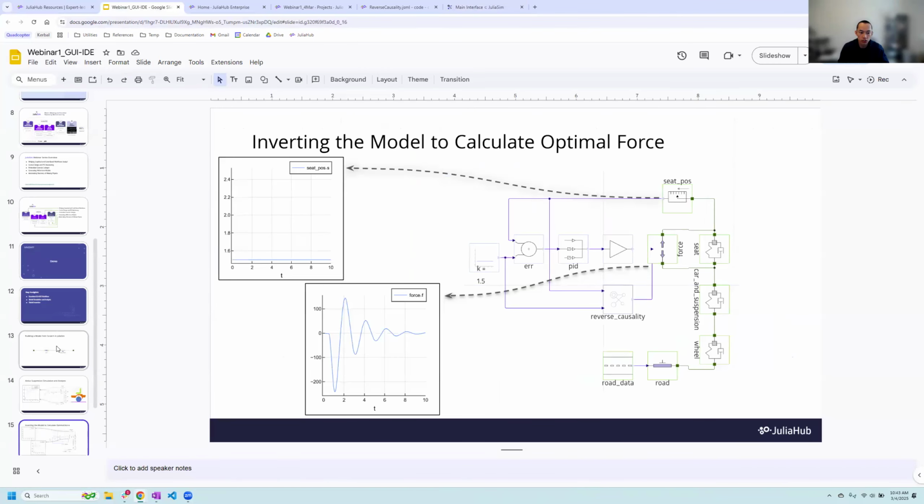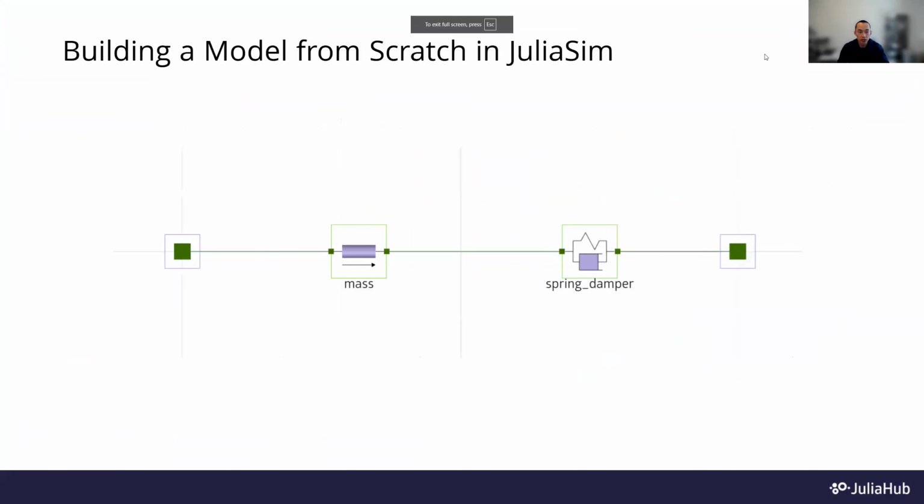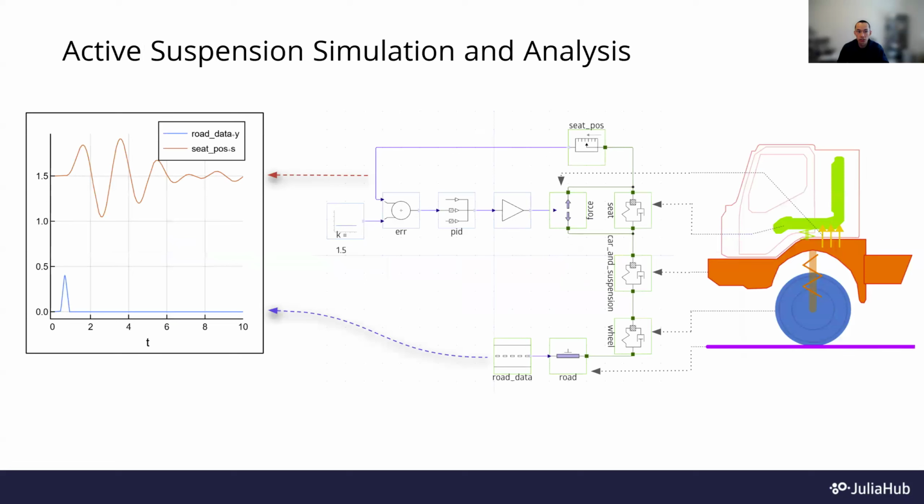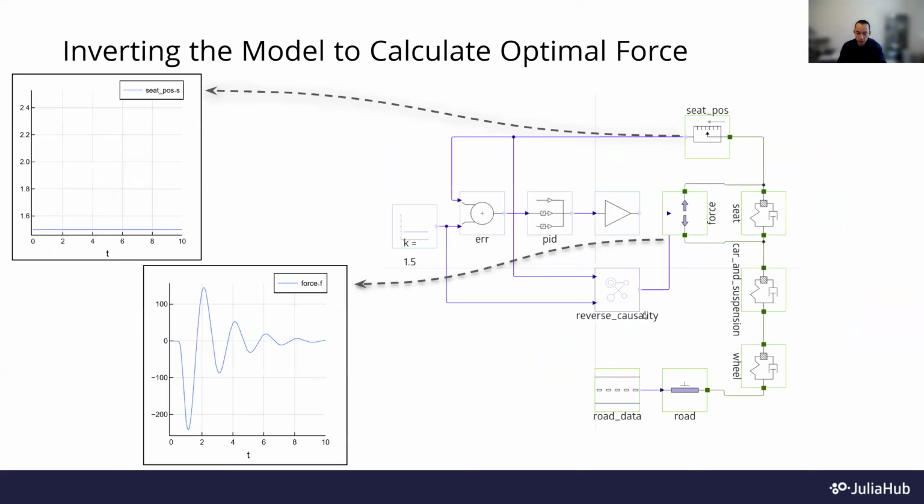Okay, so what did we just do right now? We started off with a blank canvas and we showed you how you could build a mass spring damper from scratch. After that, we moved on to our active suspension system and we simulated it to observe the seat response as it moved over the bumpy road, both with the PID controller in play and without it. Then we moved to the IDE to create this reverse causality component, and that component allowed us to determine the exact amount of force needed to keep our seat at a perfect 1.5 without having to do any kind of optimization analysis in between.